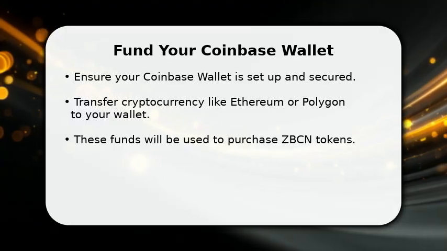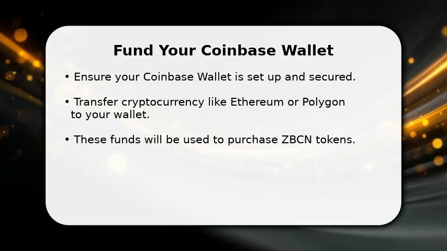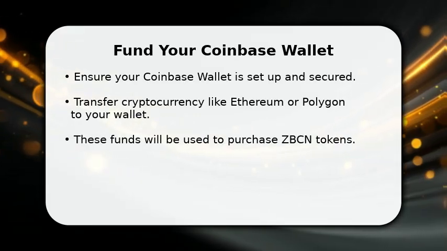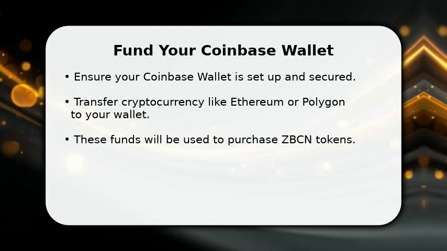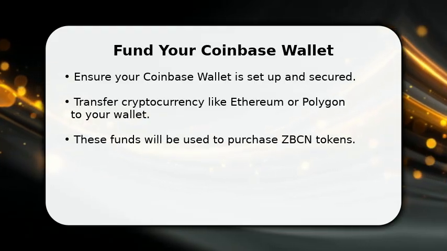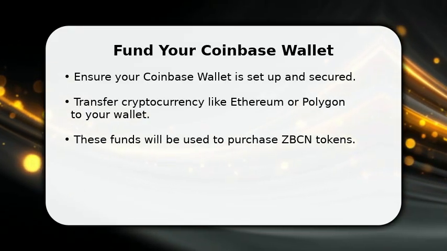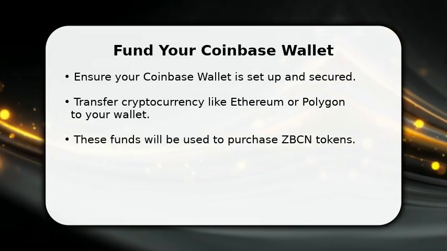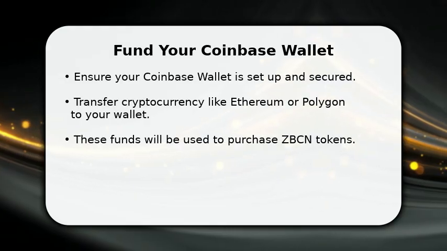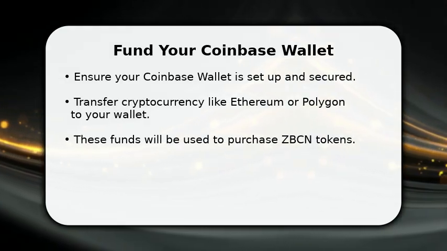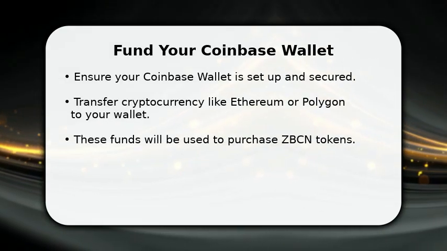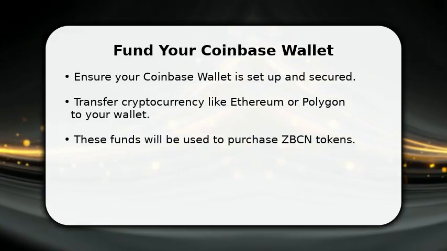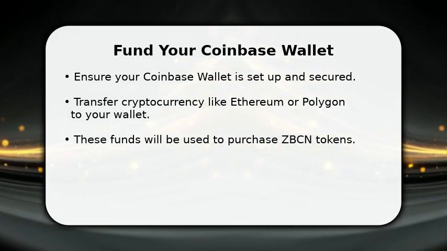In this video, I will explain how to buy ZBCN on Coinbase wallet. First, make sure your Coinbase wallet is set up and ready to go. You'll need to transfer some cryptocurrency, like Ethereum or Polygon, into your wallet. These are the funds you'll use to swap for ZBCN. It's a straightforward process to get your wallet funded and prepared for the exciting steps ahead.